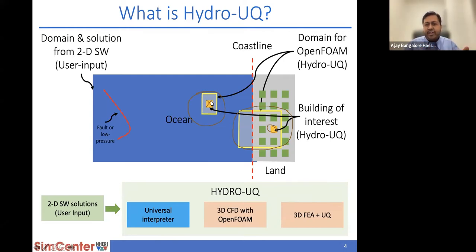And then you can run these CFD simulations that are just looking at the small local scale domain, which would give really high quality results. So essentially, run your shallow water solutions, bring them into HydroUQ, and set up your domain of interest, saying, hey, I want to have my domain here. And then automatically HydroUQ takes care of the rest to give a probabilistic response.